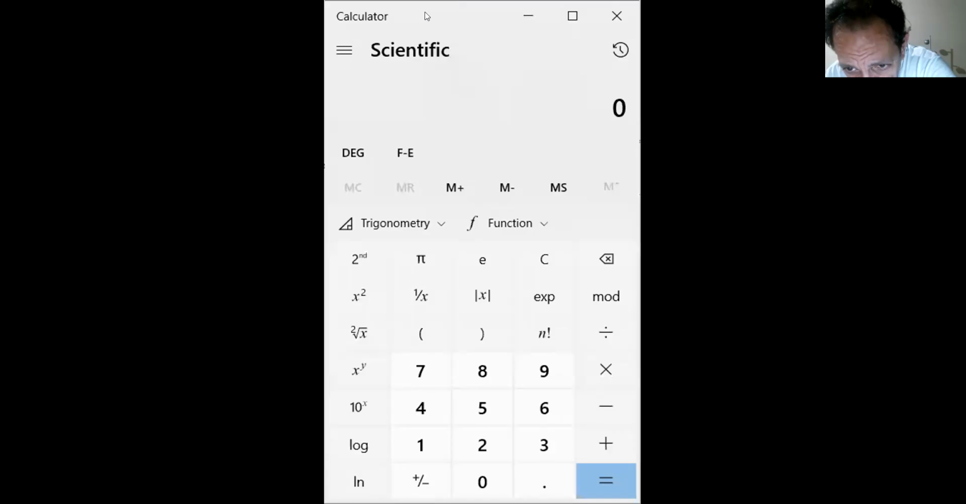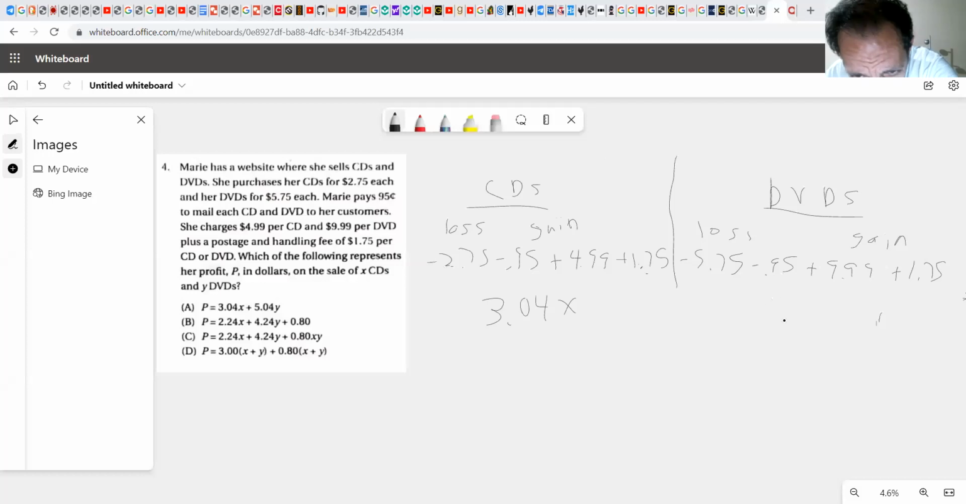Okay, so let's look. If she sold a DVD, she's going to make $9.99, plus the postage and handling, plus $1.75. And then let's take away the cost: minus $5.75 and minus 95 cents. And you get 5.04, okay? So for the DVDs, it's 5.04.